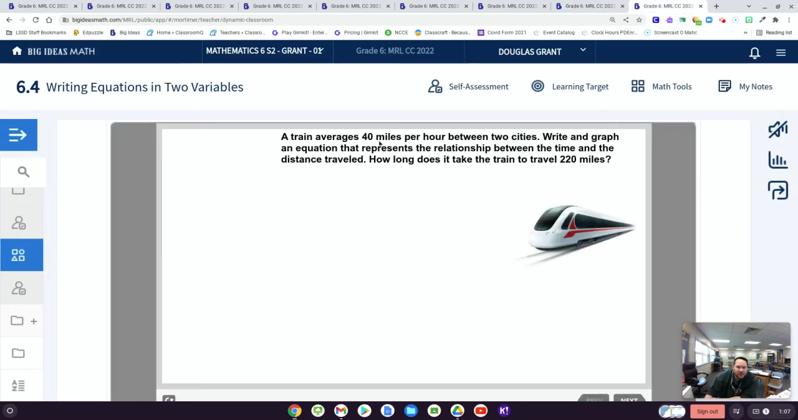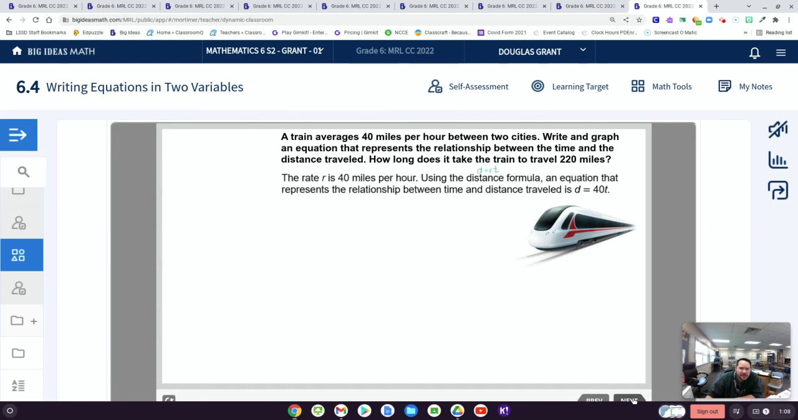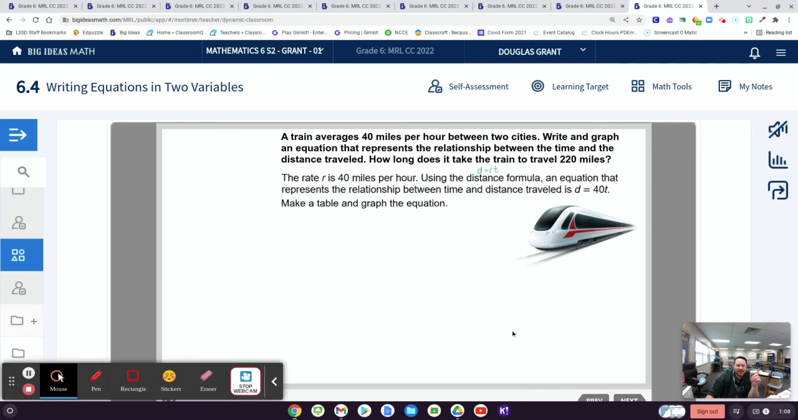So we have a train that's going 40 miles per hour between two cities. Write and graph an equation that represents the relationship between the time and the distance traveled, and then how long does it take to travel 220 miles? So in this case, your rate, R, is 40. So you could say that D equals 40T. So that is your equation right there. Okay, so now see if you can figure out how long would it take to travel 220 miles if you're going 40 miles per hour.